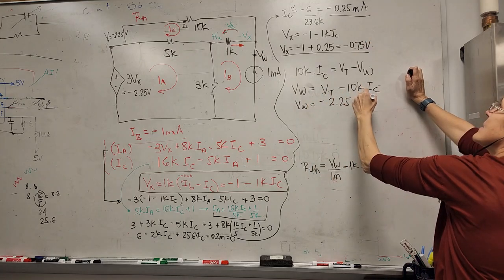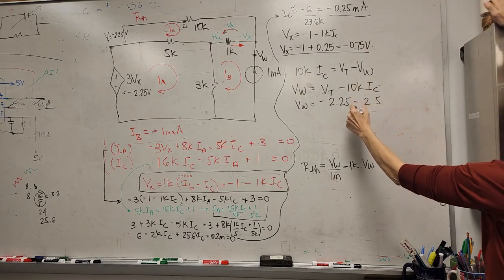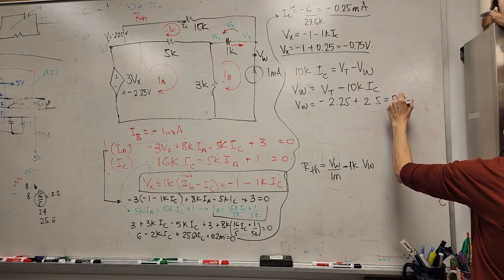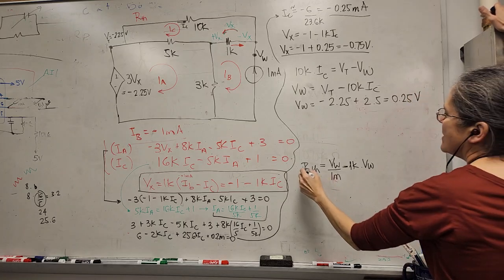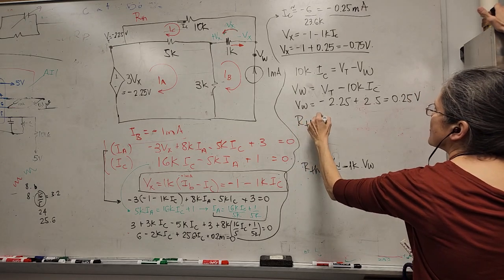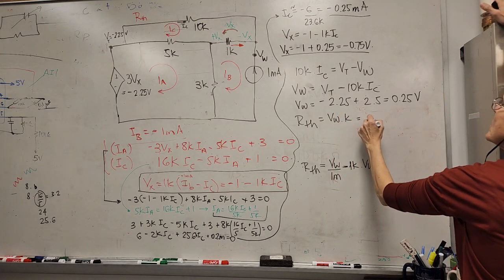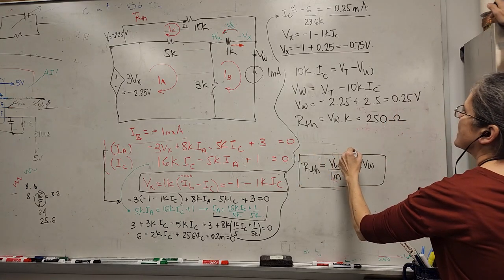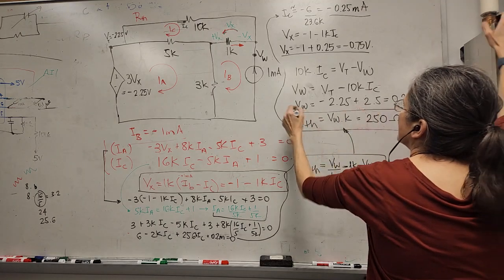Minus, I think this is going to be 2.5 maybe? Actually, I don't know. Yeah, 2.5. So it's going to be 0.25 volts. And now I can use the RTH, which is going to be VW times 1K, which is going to be 250 ohms. This is because it's divided by 1 milliamp, right? So it's 0.25 divided by 1 milli. So this is my Thevenin equivalent, or my Norton equivalent.